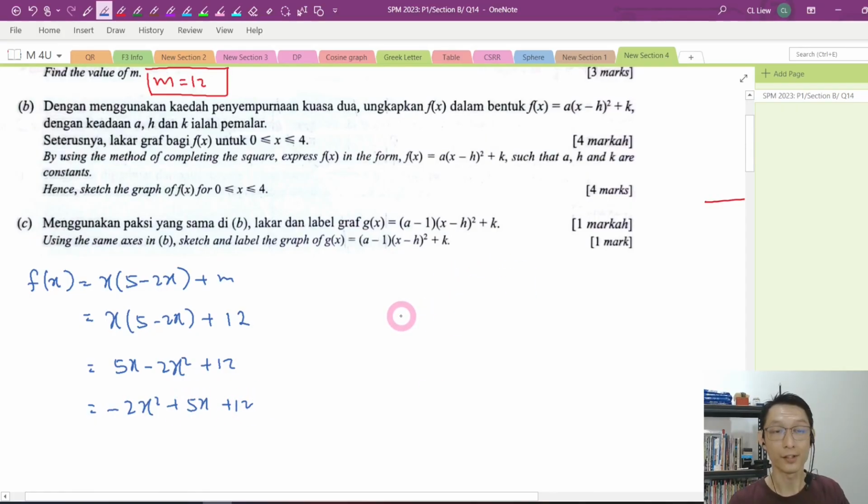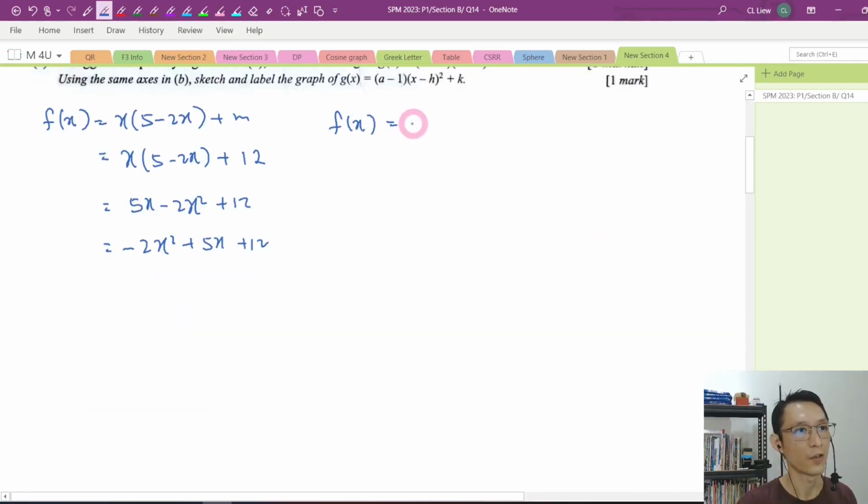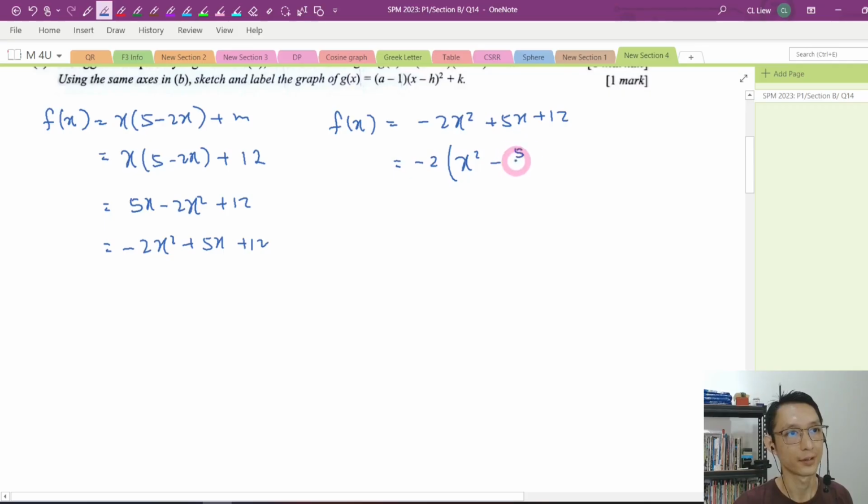Okay, now we can start to do the completing the square. F of x is equal to negative 2x squared plus 5x plus 12. So remember, to do the complete square, always make sure that the coefficient of x squared is positive 1. So what I'm going to do now is to factorize the negative 2 out first. So when you factorize a negative number out, all the signs here change. Negative become positive, positive become negative, positive become negative. Okay, now the coefficient of x squared become positive 1, so we can start to do the completed square.